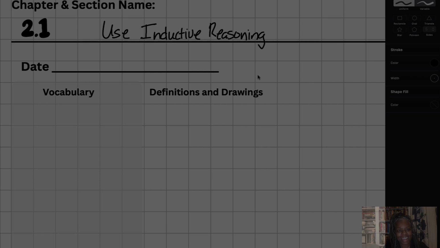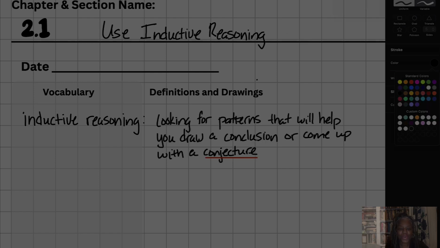So what we're going to be talking about in this section, chapter 2, section 1, is how to use inductive reasoning. As usual, go ahead, write the date, and we're going to get started with our vocabulary. Our first vocabulary word is inductive reasoning. Inductive reasoning is the idea of looking for a pattern and then trying to find a conclusion. So you're looking for a pattern and then you're trying to draw a conclusion from that pattern or whatever information you're given. That's how you use inductive reasoning. And at the end, when you try to come up with the conclusion, that's called a conjecture, which is going to lead us to our next definition.